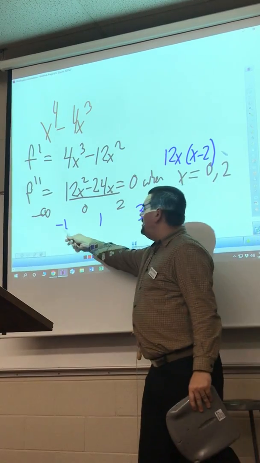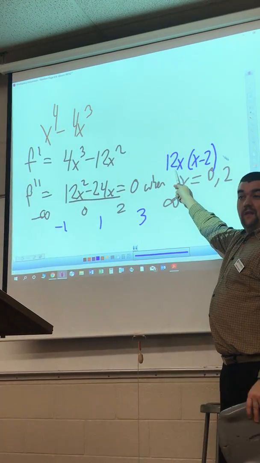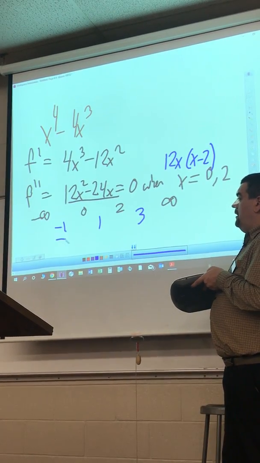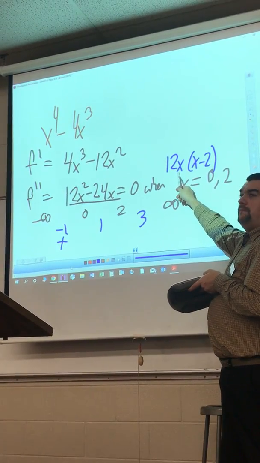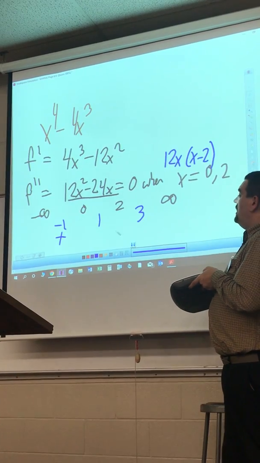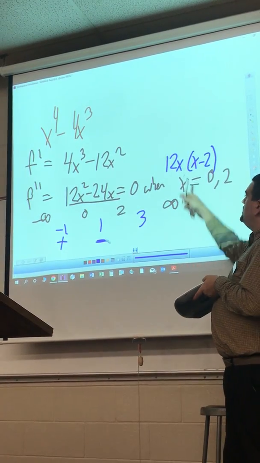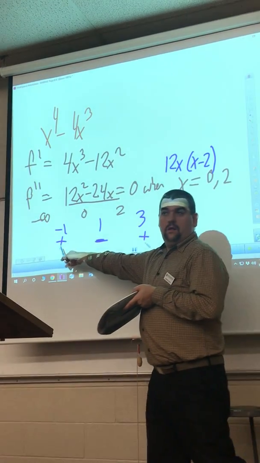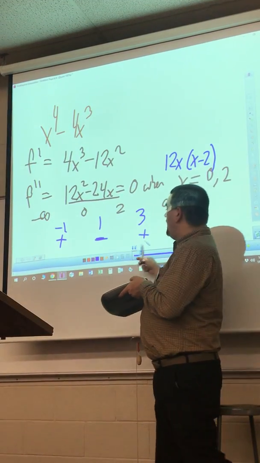When x is negative 1, what does this become? Negative. What does this become? What's negative times negative? 12 times 1, and 1 minus 2. And then when you multiply, you make them negative: 12 times 3, 3 minus 2. So do we have concave up, concave down, concave up?